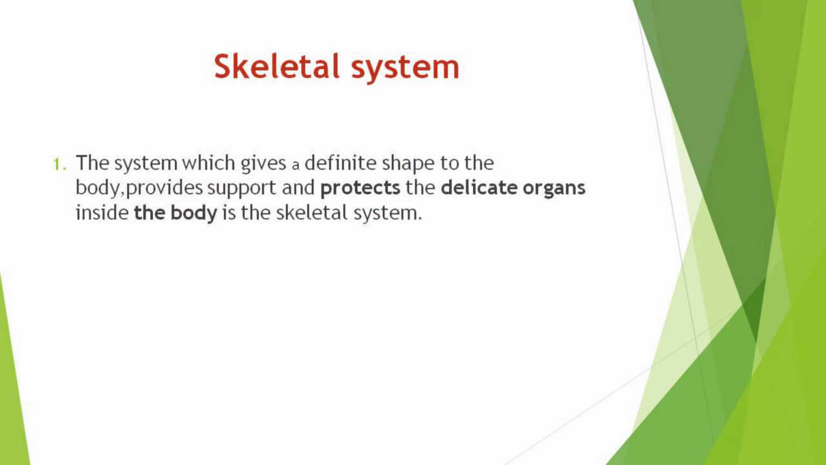Now the next definition that we are going to learn in this chapter is what is the skeletal system? This is the main question asked. What is a skeletal system? So in short, I am going to define it. Here it is the definition. The system which gives a definite shape to the body, provides support and protects the delicate organs inside the body is the skeletal system.